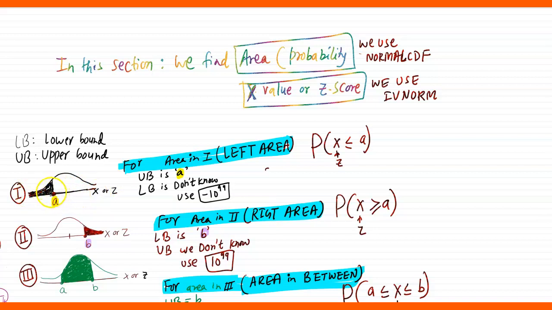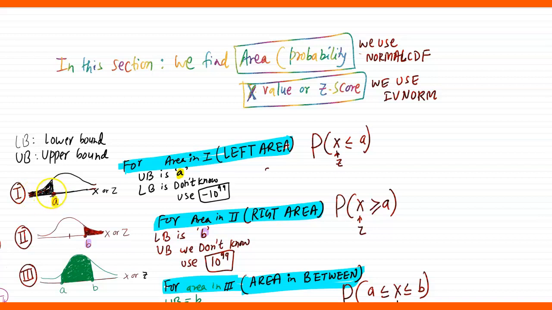Let's say you have a point A here on this line, and think about the area on the left of A under this curve. You see that shaded area? That is called the left area. For this left area, this point here is called the upper bound. Any value less than A is lower than A, right?